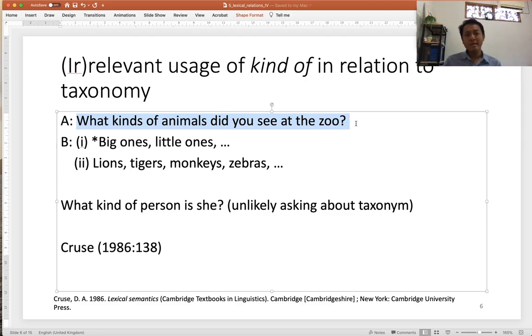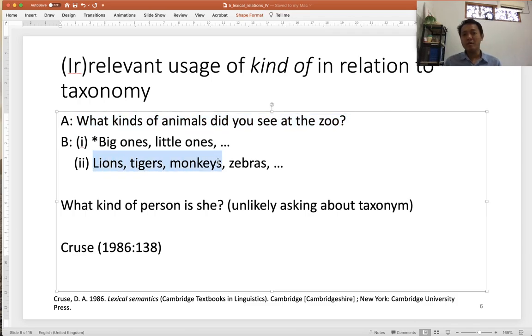Sorry. In this question, you use this kind of phrase. Yeah, what kinds of animals did you see at the zoo? This kind of question expects an answer that has to do with taxonomy of animals, but not the characteristic of the animal. So that's why when you are asked what kinds of animals did you see at the zoo? Oh, big ones, little ones. That's kind of strange.